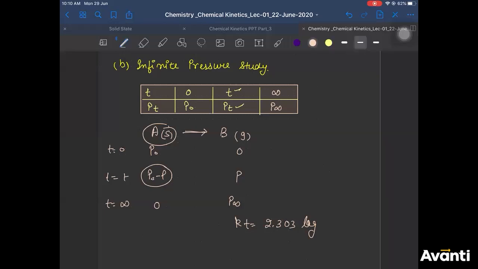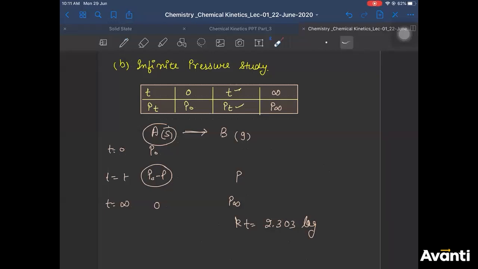What will be your initial pressure? Can anybody tell me here? We can't even say it is 0. Can anybody tell me what is your initial pressure? That is where you have to be careful. Please see this carefully, right?